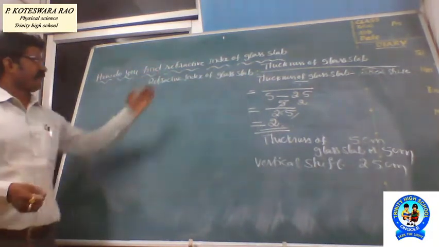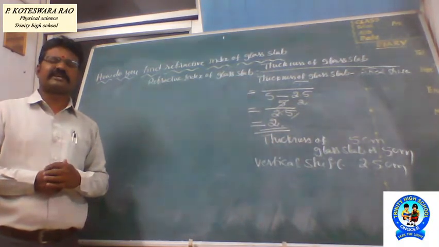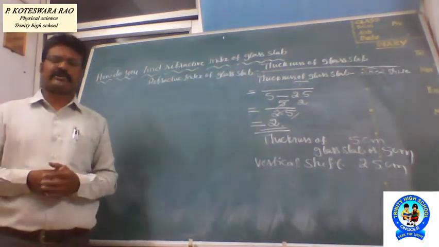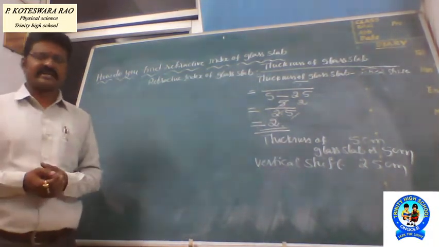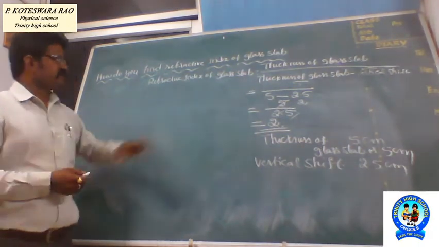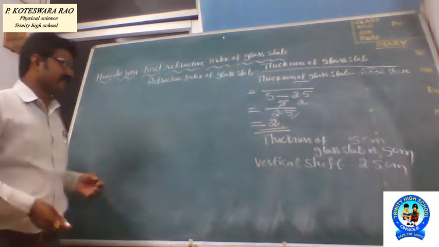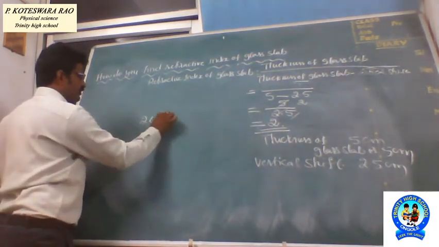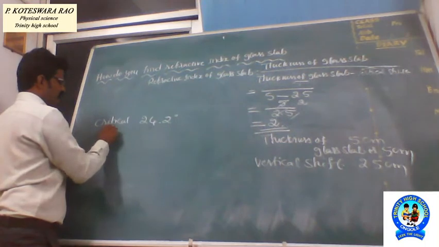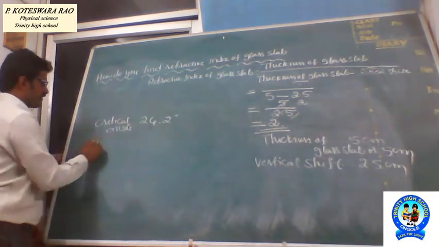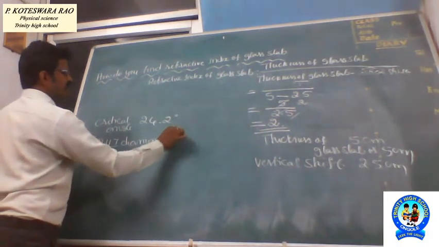So how do you find the refractive index of the glass slab? What is the formula? The refractive index of the glass slab is equal to the thickness of the glass slab by thickness of the glass slab minus vertical shift. So this is also a very important one. And we already told, what about the critical angle of diamond? The critical angle of diamond is 24.2 degrees. And the refractive index of diamond is 2.42.